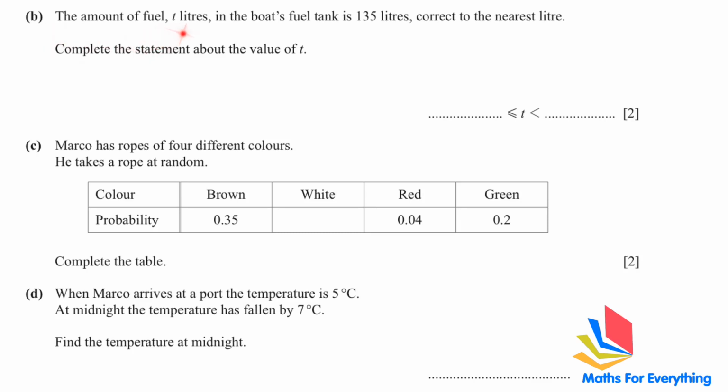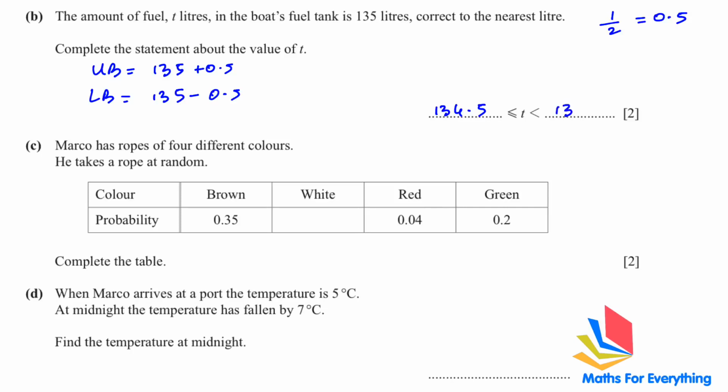Part B, the amount of fuel T liters in the boat's fuel tank is 135 liters, correct to the nearest liter. Complete the statement about the value of T. Whenever you have to find the upper bound or the lower bound, whatever they write correct to, it's the nearest liter. Write it on the side and divide it by 2. What do you get? 0.5. To find the upper bound, we add 0.5, and to find the lower bound, we subtract 0.5. So you will get 134.5 and 135.5.